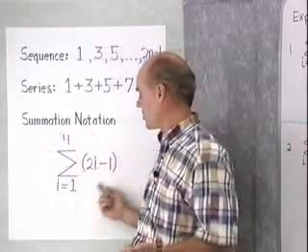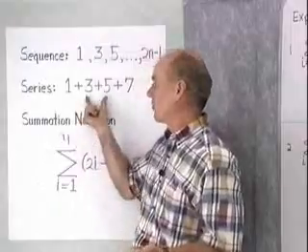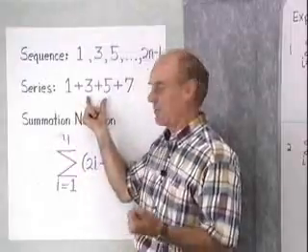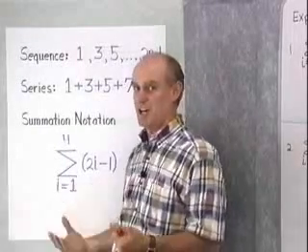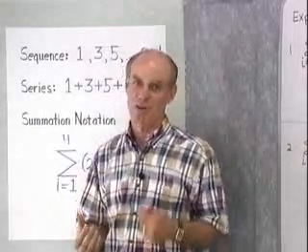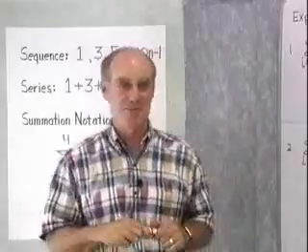So this notation right here is shorthand notation for this sum, 1 plus 3 plus 5 plus 7. So this is sigma notation or summation notation, and it's used to represent a series. So let's go to the board now and look at our first example.